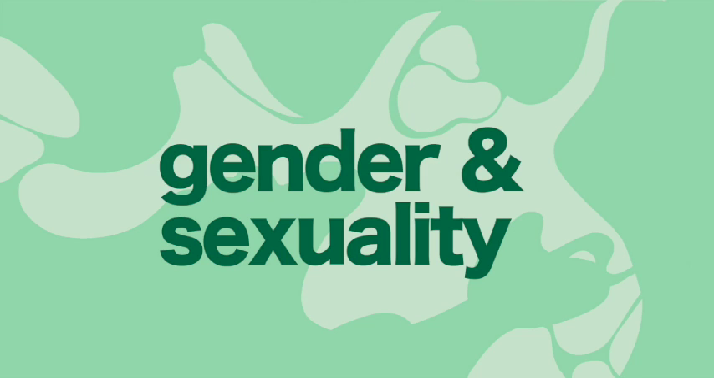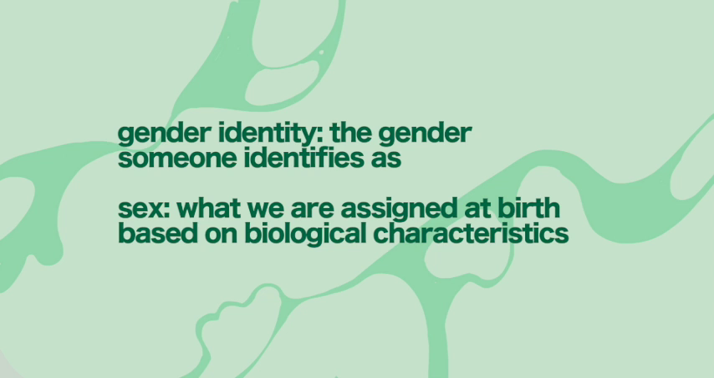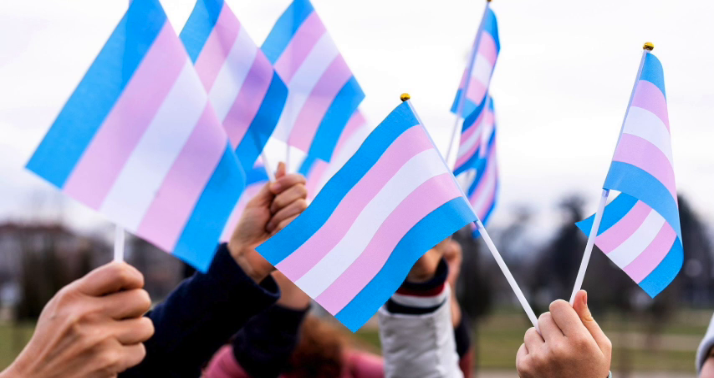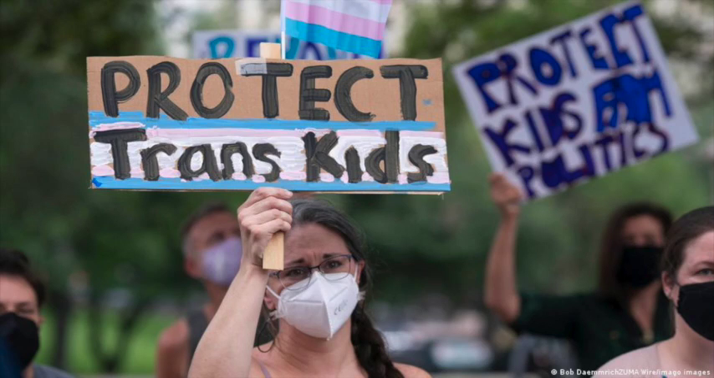Let's talk about gender and sexuality. Gender identity is the gender someone identifies as, and sex is what we are assigned with at birth based on our biological characteristics. Cisgender people identify with the gender corresponding to their birth sex. People who do not identify as the gender they were assigned with at birth are known as transgender. It's important to note here that trans people are valid. For example, trans women are real women.